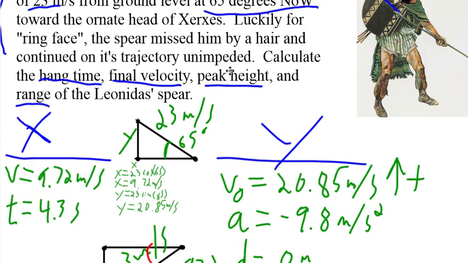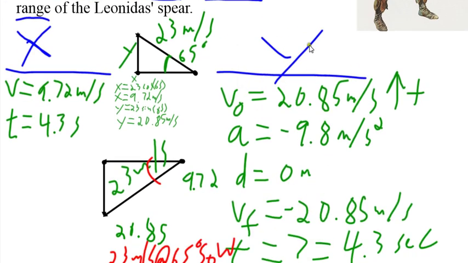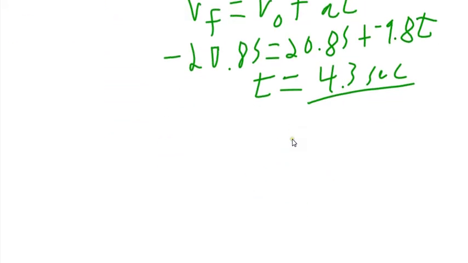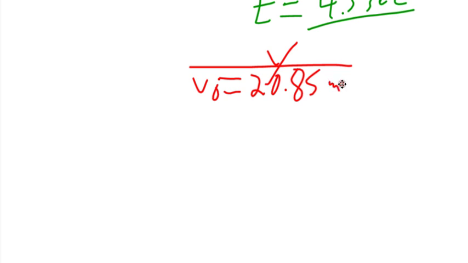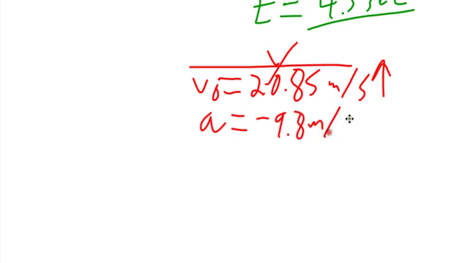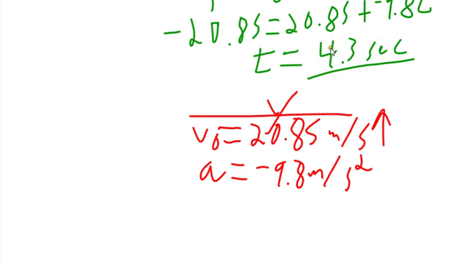Now for peak height, we have to change some of our variables here. And in this case, let's go and relist these variables out. So we have our y. We know that we have an initial velocity of 20.85 meters per second, and that's going up. We know our acceleration is negative 9.8 meters per second squared. Now here's where we have to be careful. We cannot use this time directly. In fact, we don't even need to use this time, but you can if you want.